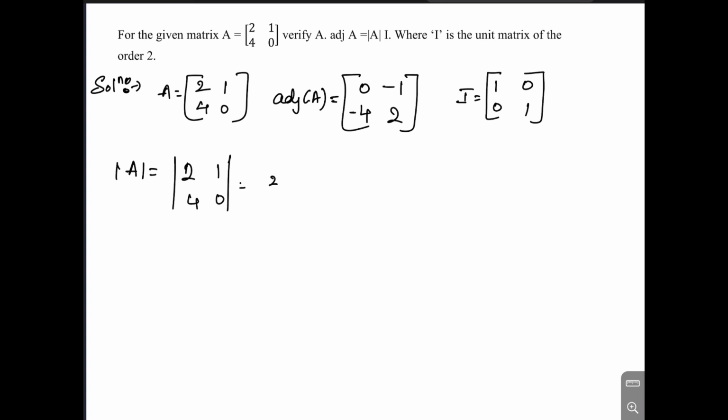So we'll get 2 into 0 minus 4 into 1 here. So we'll get 0 minus 4, which is nothing but minus 4. So here we need to prove LHS equals RHS. On the LHS side, A into adjoint of A is given.